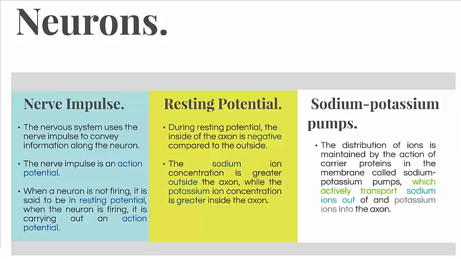Resting potential. During resting potential, the inside of the axon is negative compared to the outside. The sodium ion concentration is greater outside of the axon, while the potassium ion concentration is greater inside of the axon. Now, the distribution of ions is maintained by the action of carrier proteins in the membrane called sodium-potassium pumps, which actively transport sodium ions out of and potassium ions into the axon.